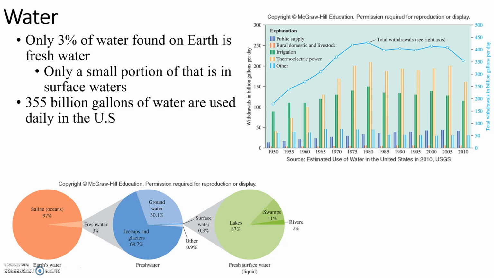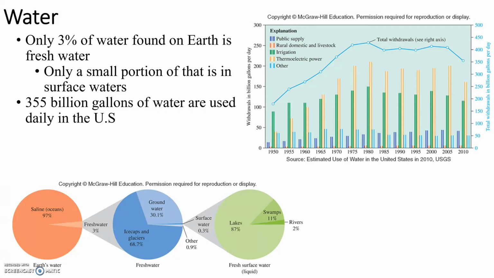So if we look at the water on the surface of the Earth, the majority of it is in the oceans, or saline water. This is not water that is fit for consumption. We need fresh water. Only 3% of the water on Earth is fresh water, and a majority of this is located in ice caps and glaciers. So almost 70% of the fresh water is in ice caps and glaciers. The remaining is groundwater and surface water, with the majority of that being groundwater.